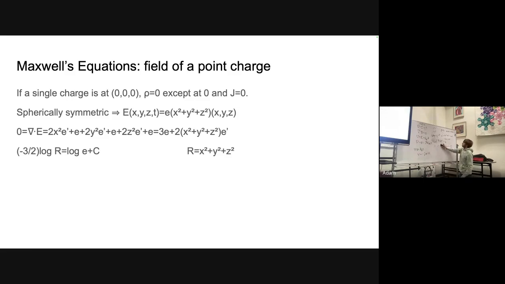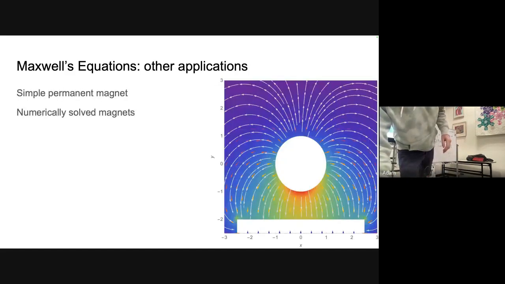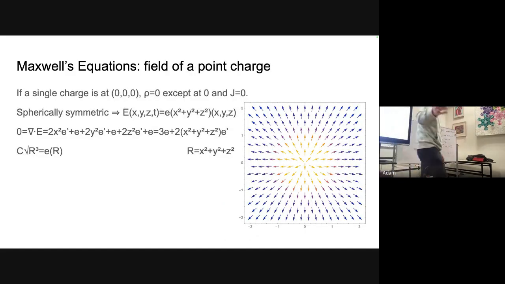And r was defined as x squared plus y squared plus z squared. You want to think of the square root of that as just the distance from the origin. It's the cube of the distance to the origin. So the strength of the electric field, if you have one point, is proportional to the cube of how far you are away from that point. All from Maxwell's equations, all from this.